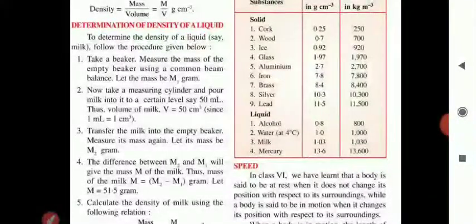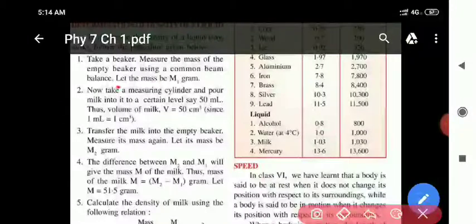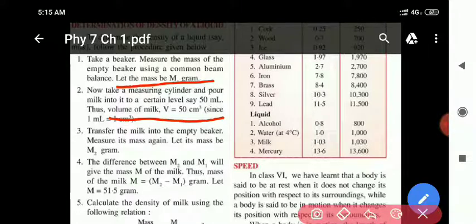Now determination of density of a liquid. How to determine the density of a liquid? Take a beaker, measure the mass of the empty beaker using a common beam balance. First of all, we have to calculate the mass of beaker, that is m1 gram. Now take a measuring cylinder and pour milk into a certain level, say 50 ml. Now the volume of milk is 50 centimeter cube, or 1 ml equals 1 centimeter cube. So we can calculate the volume by measuring cylinder.